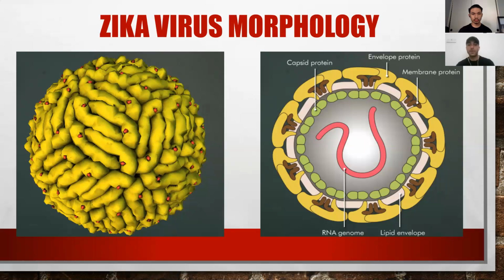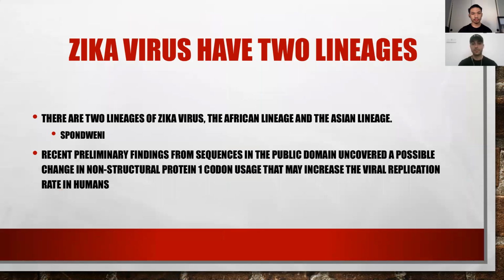Here we have a picture of the Zika virus. The Zika virus structure is similar to other Flaviviridae viruses, such as the West Nile virus. There's the capsid, which is surrounded by the lipid membrane with two integrated proteins, the envelope and the precursor membrane protein. So we'll go on to the next slide.